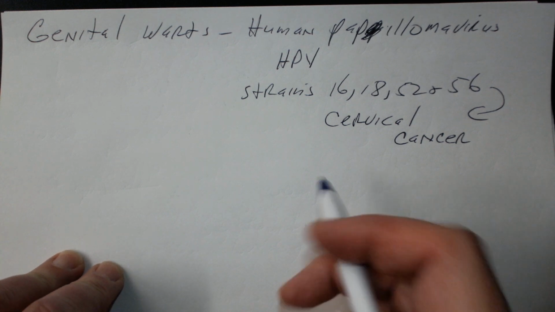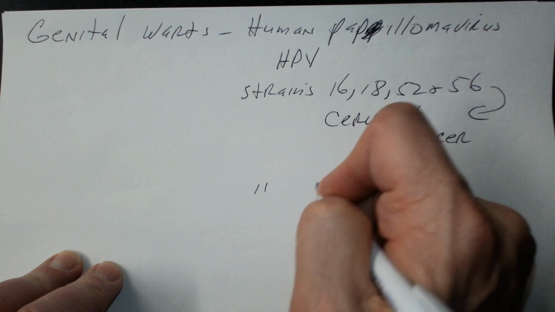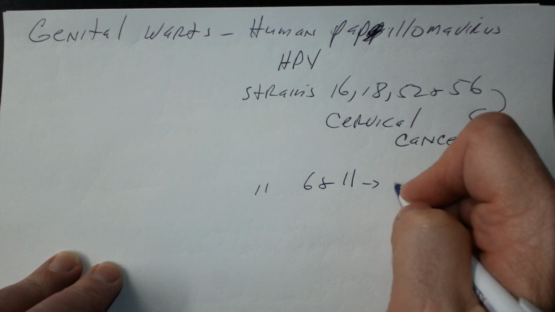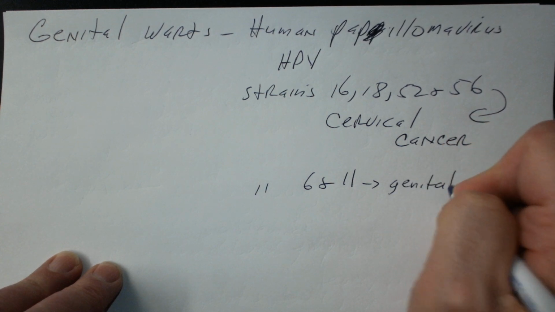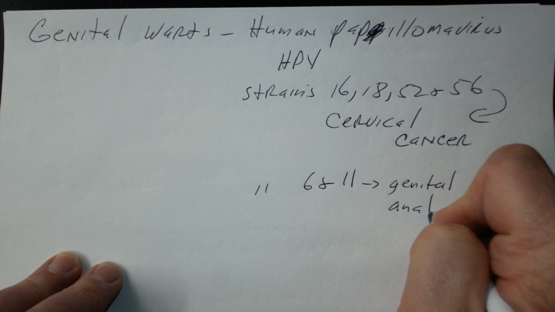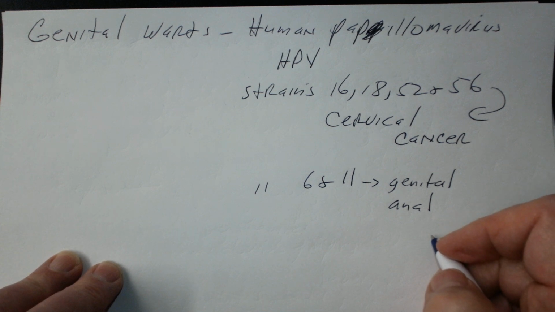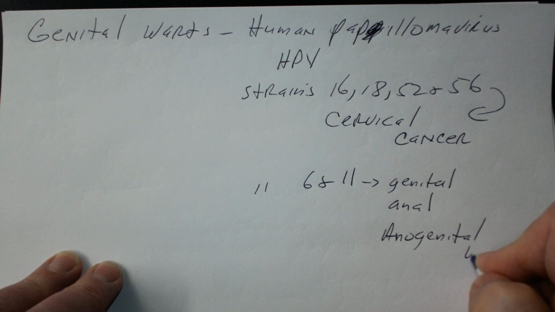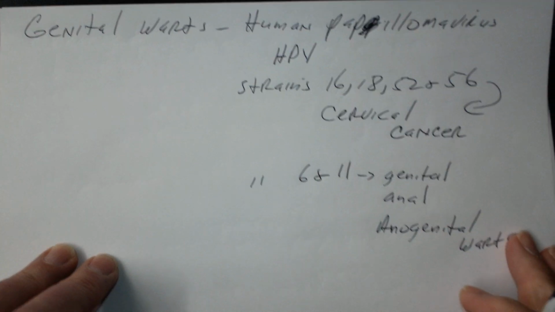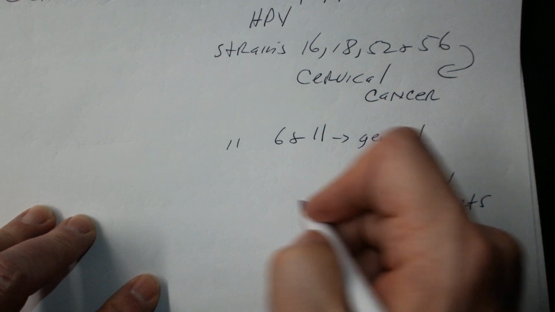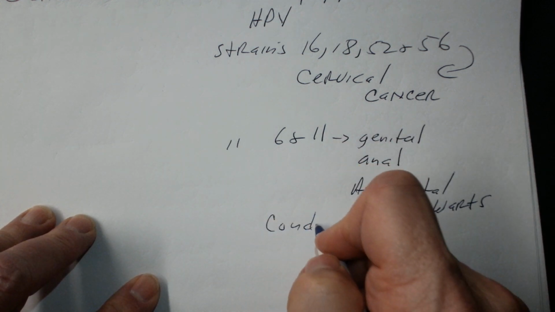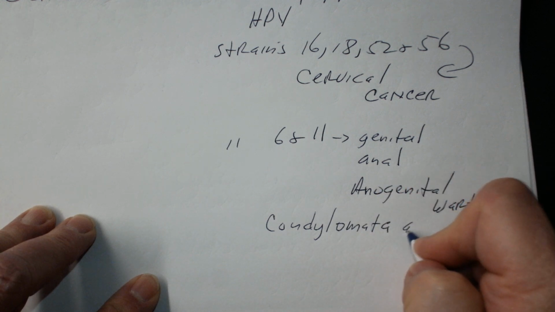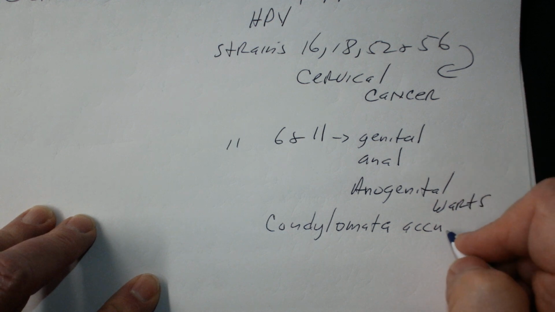Some will cause more benign lesions, like strain 6 and 11. These will cause warts in both the genital and anal area. And these so-called anogenital warts are called condylomata acuminata.